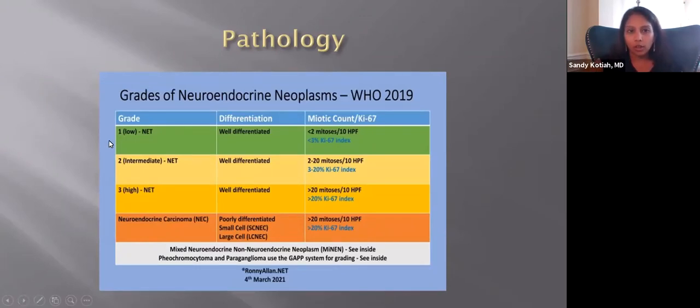There's low grade, intermediate grade, and high grade for well differentiated. And these are the numbers on the right for mitotic rate and Ki-67. The cutoff is usually 20%. Anything above 20%, we sort of think we move towards higher grade. And then of course the poorly differentiated with Ki-67 above 20%, we tend to think of them as more aggressive cancers. So we call them neuroendocrine carcinomas.